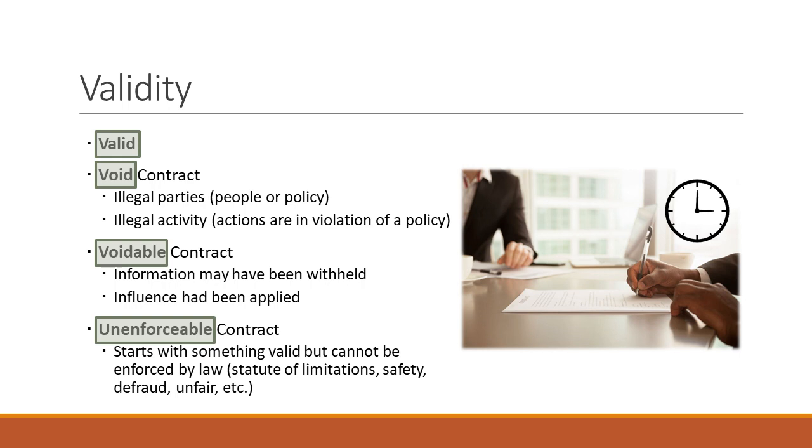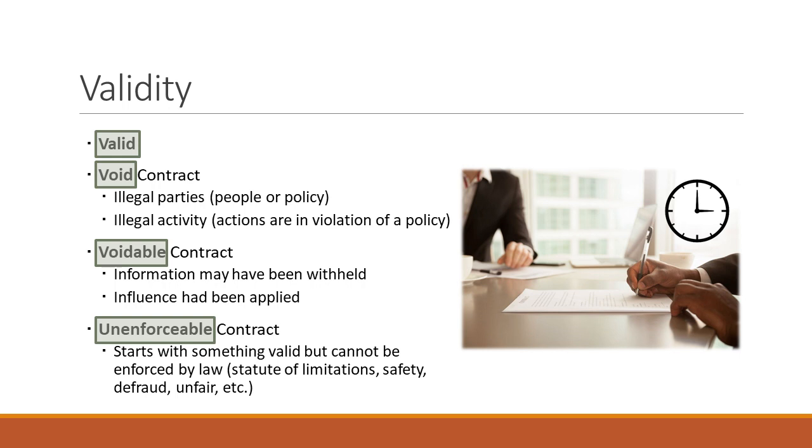But that was a contract that was valid. It was between parties, it was express, it was adults, it was legal. But because there was withheld information, it became potentially a voidable contract. Okay? And then the last one is an unenforceable contract. An unenforceable contract, like a voidable contract, starts with something that's valid. But in this instance, it can't be enforced in a court of law.